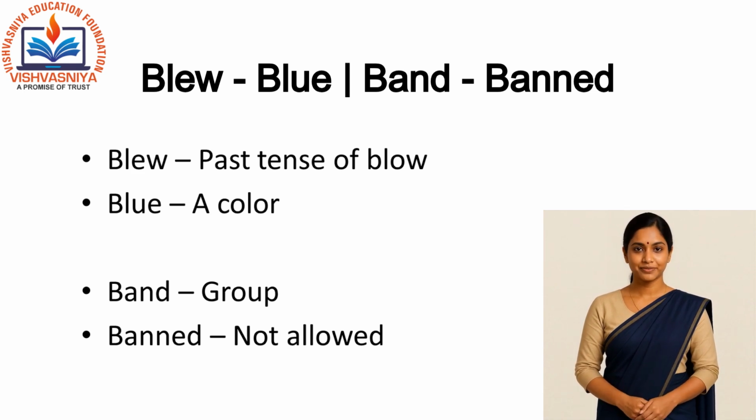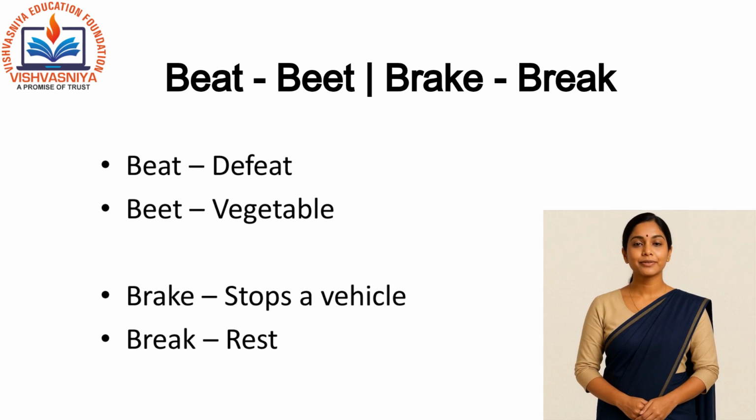Band means a group. For example, the music band performed well. Ban means not allowed. For example, mobiles are banned in exams. Beat means defeat. For example, our team beat the opponents. Beet is a vegetable. For example, beet is good for health.